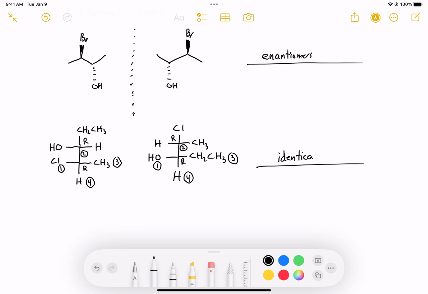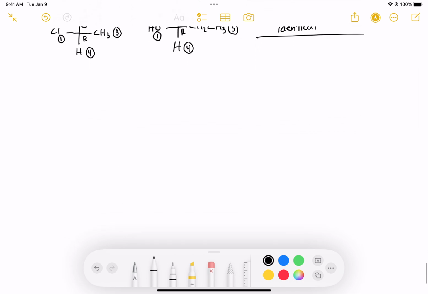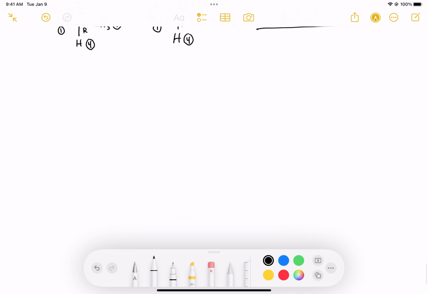So no matter how they're drawn, right? They're identical if the stereocenters do not change here, and that's what we have. All right, so that's how you do that one. Okay. Let's go on here. All right.